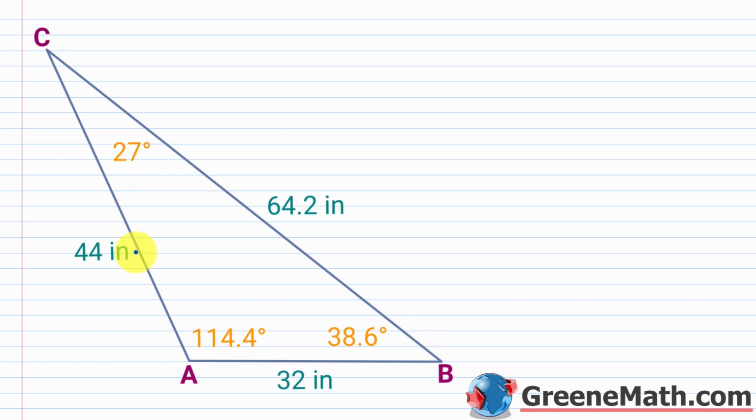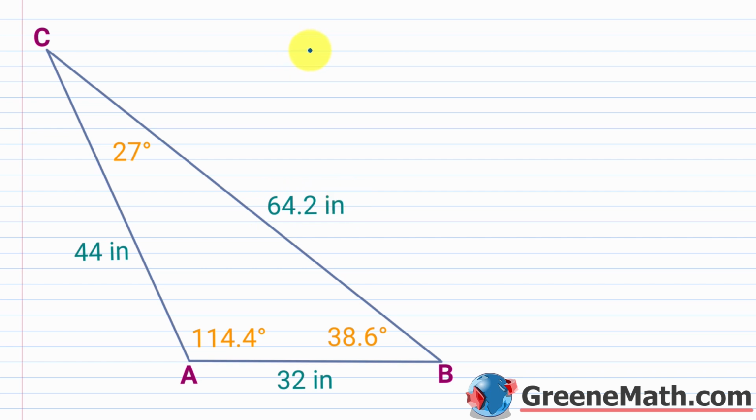Now, this side right here, which is 44 inches, this is my little b, or my side opposite of my angle B. That's always going to be 44 inches. And then this side C here, which is opposite of my angle C, that's always going to be 32 inches. But this side right here, which is little a, opposite of my angle A, that's going to change, right? So right now I'm saying it's 64.2 inches.